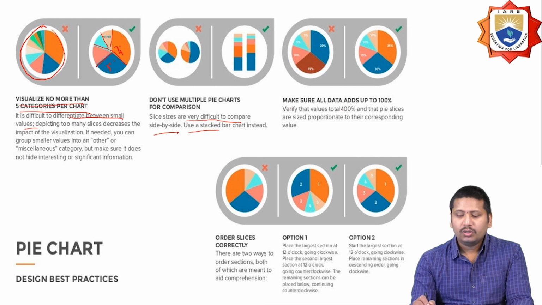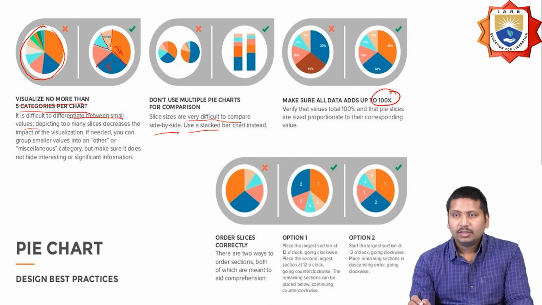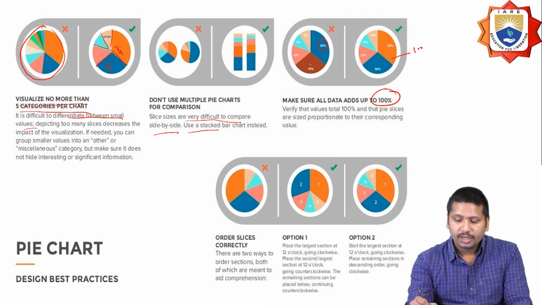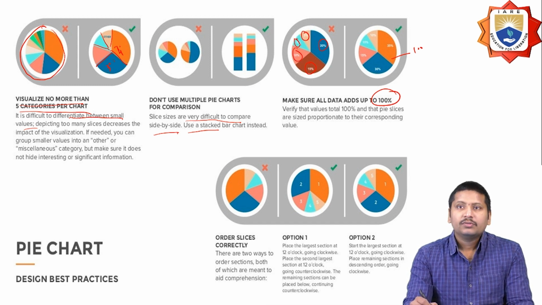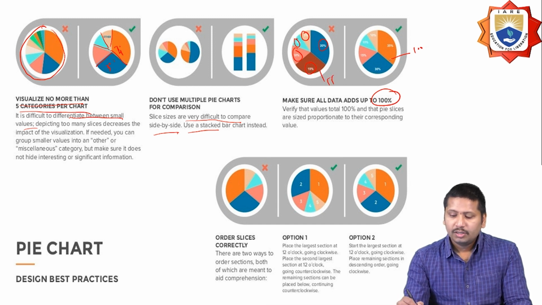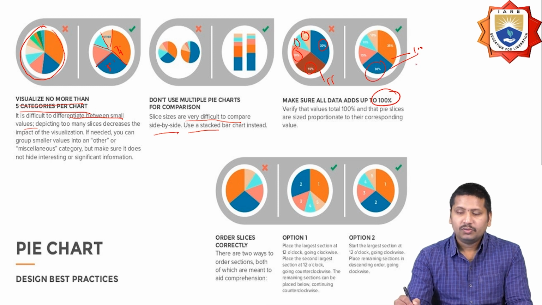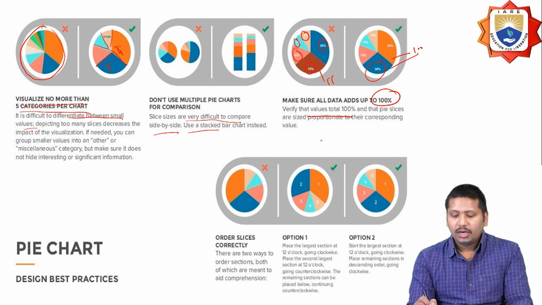Next one, make sure all the data adds up to 100%. That means whatever the percentage of portions we are considering should match the 100%. So look here: 20, 15, 35, 45, 55. It should be mapped to 55, but here it should be 100. So the percentage should match with the 100% only. Make sure that all the data adds up to 100%, and verify that the values and pie slices are sized proportional to the corresponding value.